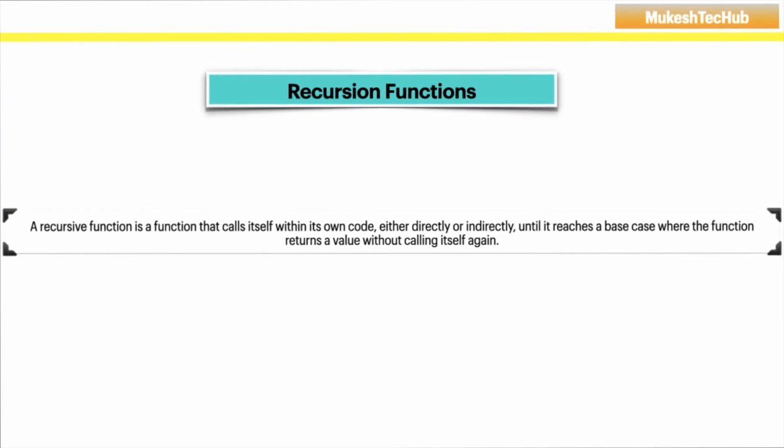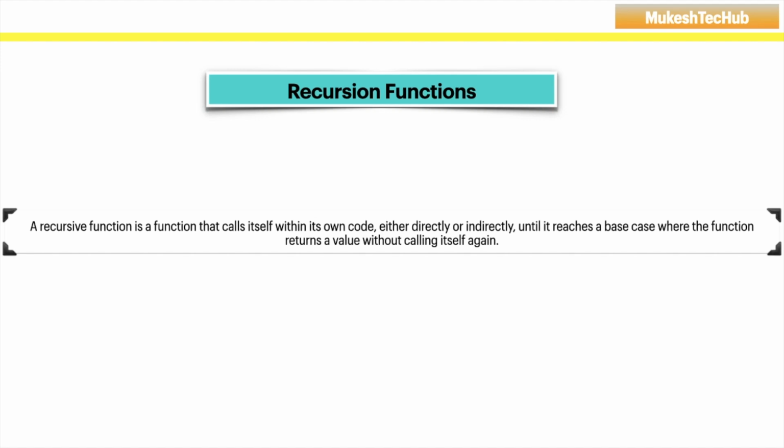So according to the definition, a recursive function is a function that calls itself within its own code, either directly or indirectly, until it reaches a base case where the function returns a value without calling itself again. So this is the definition of the recursive function.